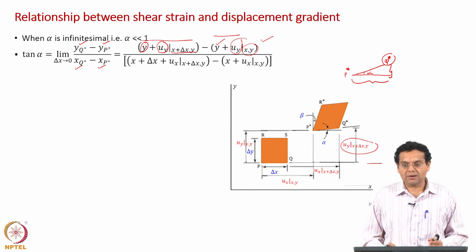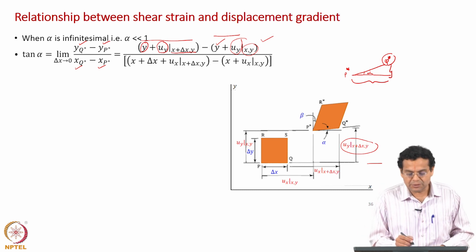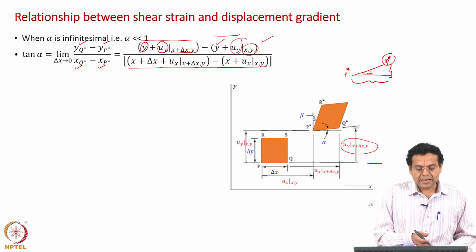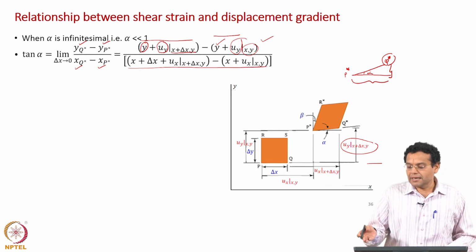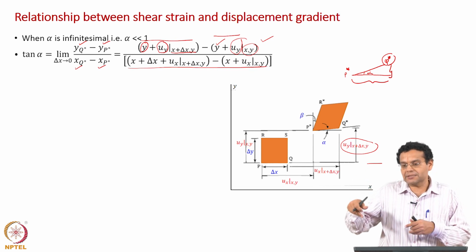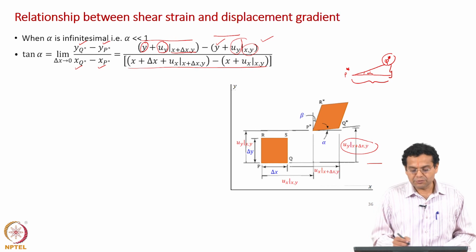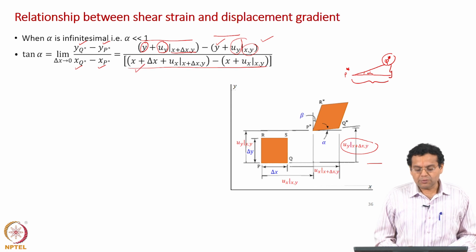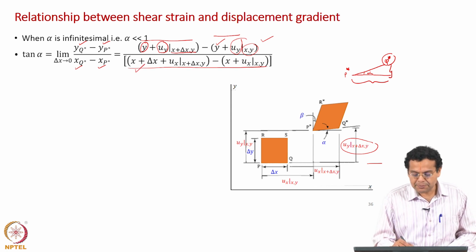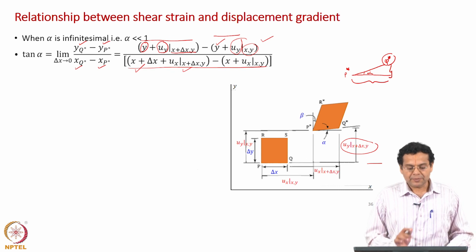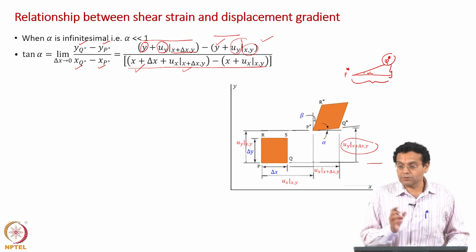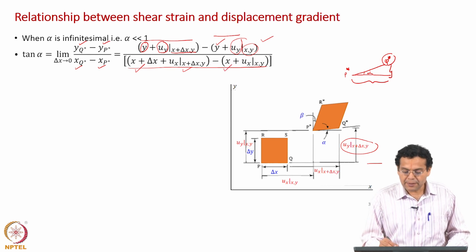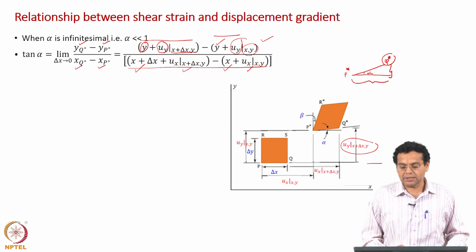The denominator is not new to us, we have already seen that in the previous slide: the difference in the x coordinate of q star and p star. So, x q star minus x p star is nothing but the length of the projected p star q star in our earlier case, which I have already evaluated. Just for revision, x q star is the new position: the old x coordinate x plus delta x plus the x displacement, evaluated at x plus delta x comma y, gives the x coordinate of q star. The x coordinate of p star is the old x plus the x displacement, evaluated at x comma y. Okay, now, let us proceed further.